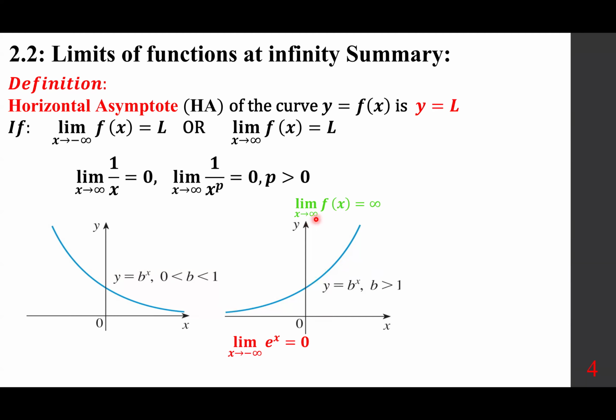The limit of f of x as x approaches infinity is infinity. It's referring to the first quadrant. When b is between 0 and 1 and it's a decay, the limit of f of x as x approaches minus infinity is infinity. It refers to the second quadrant. The limit of e to the power of minus x, as an example, y equals e to the power of minus x, is an exponential decay. As x approaches infinity it is 0, and in both cases, you see that the HA, or horizontal asymptote, has the equation y equals 0.